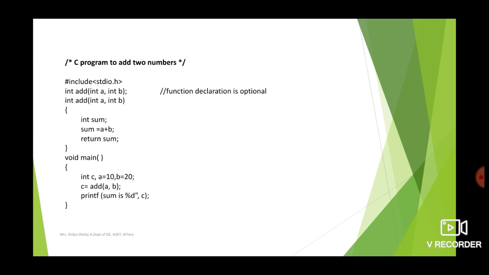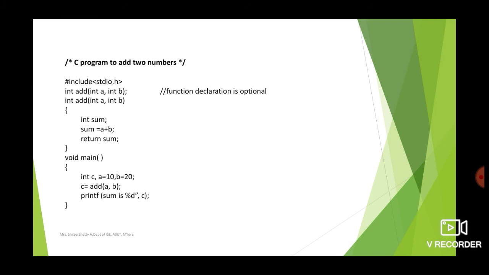In the main, we have taken a variable to store the returned sum in variable c. So we have int c, a is equal to 10, b is equal to 20. c is equal to add of a, b. The answer that is returned by the add function will be stored in c. The add function returns the value in the variable sum. For example, if it calculates sum as 30, then 30 will be returned as the answer, and that 30 will be stored in c.